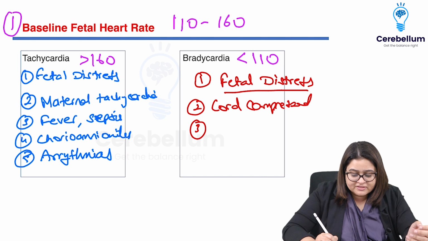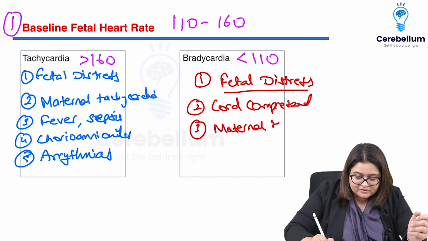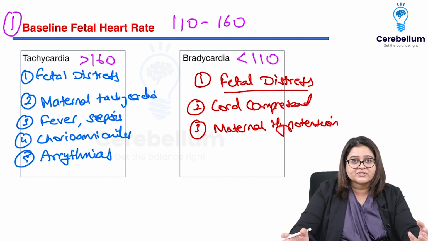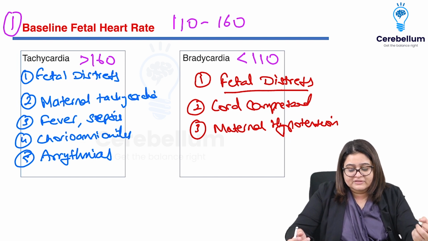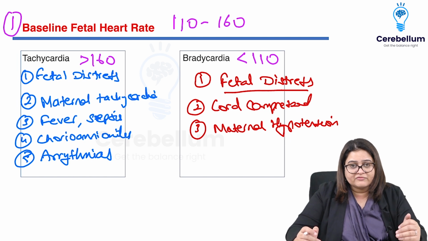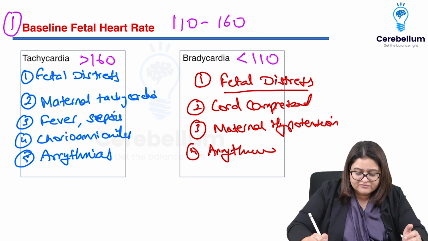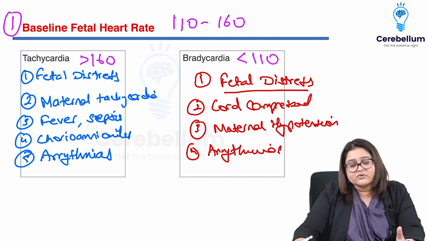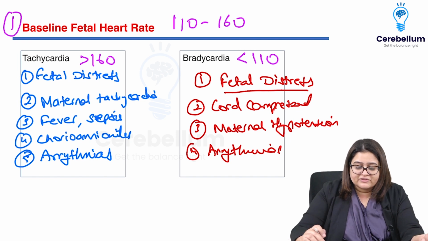Third, if the mother has sudden hypotension, which could happen, say, because of excessive blood loss. If she has abruption or placenta previa, more so in abruption, there'll be loss of blood, and that can lead to fetal bradycardia. So these are some reasons of fetal bradycardia, and again, sometimes arrhythmias in the fetus can cause fetal bradycardia. So remember some common causes of tachycardia and causes of bradycardia. Remember, fetal distress can cause both fetal tachycardia and fetal bradycardia.